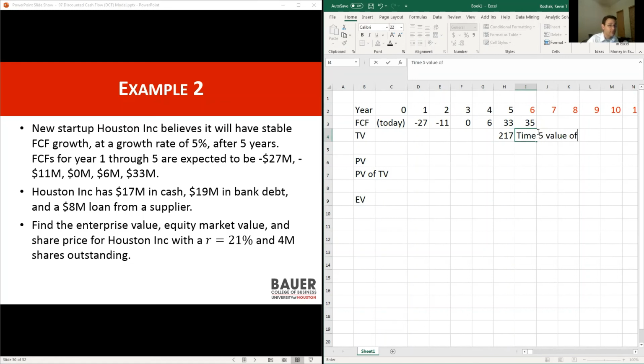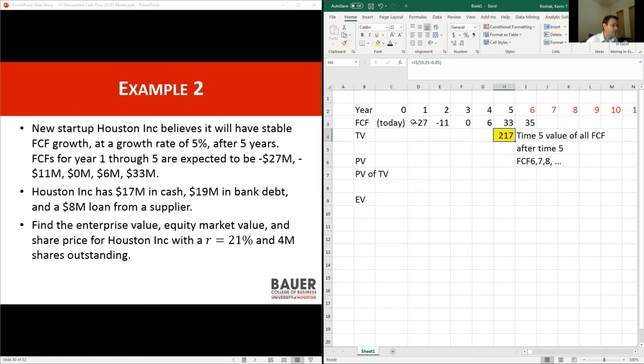Of all the cash flows after time 5. Cash flow at time 6, 7, 8, on and on and on forever. All of that gets captured in this 217. Okay.